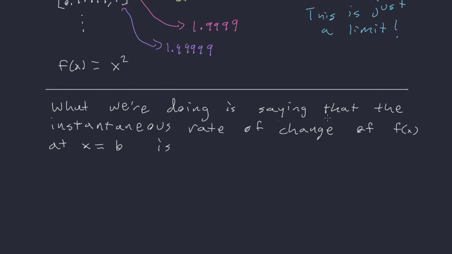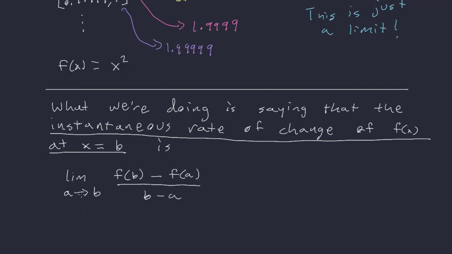Because what we're essentially doing is saying that the instantaneous rate of change of f of x at x equals b is essentially the limit as a goes to b of f of b minus f of a all over b minus a. We're basically taking the average rate of change over the interval a to b, and we're letting a go to b and get closer and closer to b. And when we do that, we end up getting the instantaneous rate of change at b.